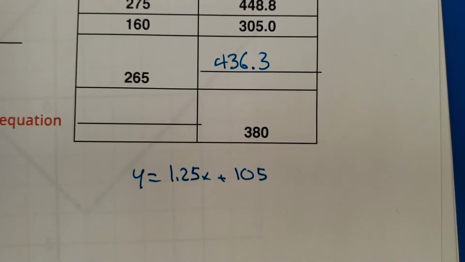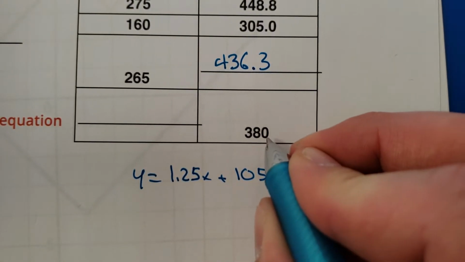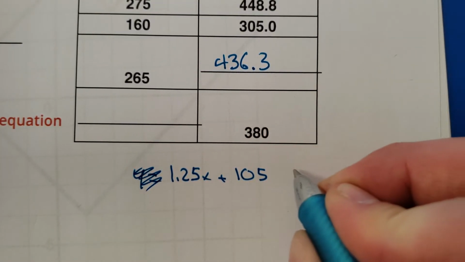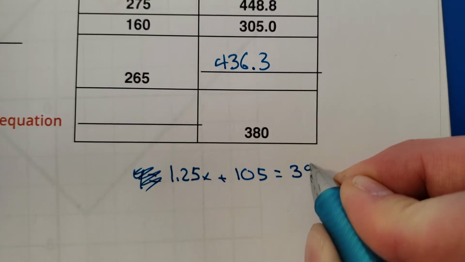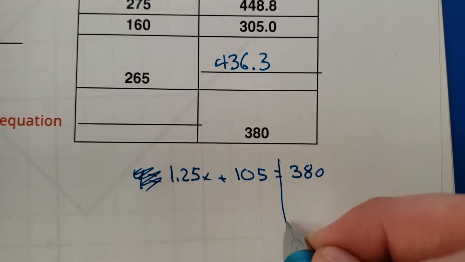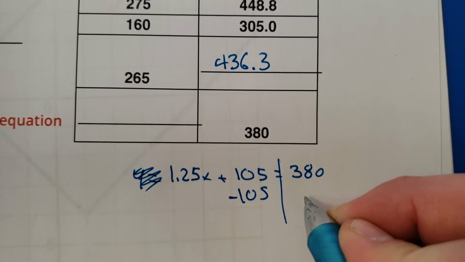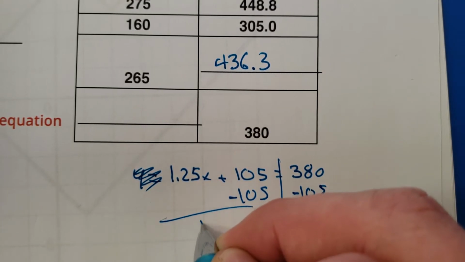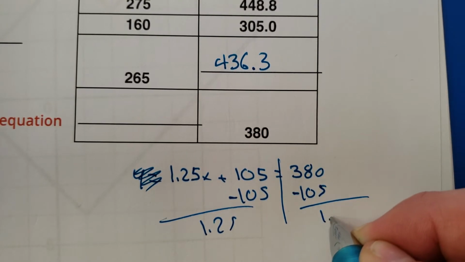380. Ooh, okay. Let's take a look here. So this is the one where the y value is given. So you actually would take the y value and set it equal to 380. Technically, that's substitution. Okay. Minus 105, minus 105. And then you would divide both sides by 1.25, divide by 1.25.